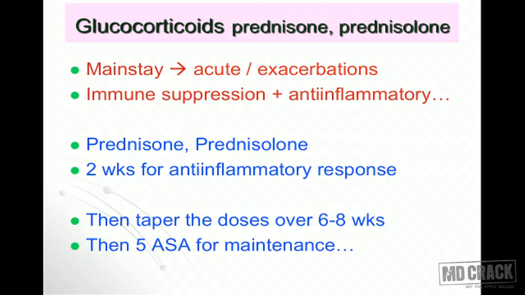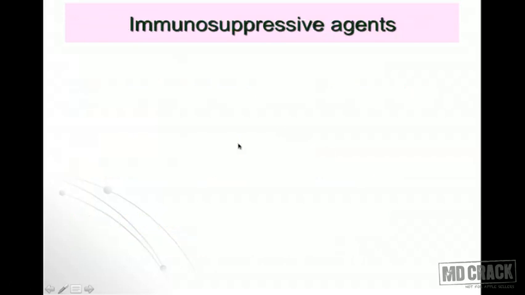And then you can start a 5-aminosalicylic acid for maintenance. So that's the way to use prednisone and prednisolone. Wait for 2 weeks for anti-inflammatory response, and when you see an improvement, you can decrease the dose and taper it over a period of the next 6 to 8 weeks, and then start a 5-ASA for your patient for maintenance.